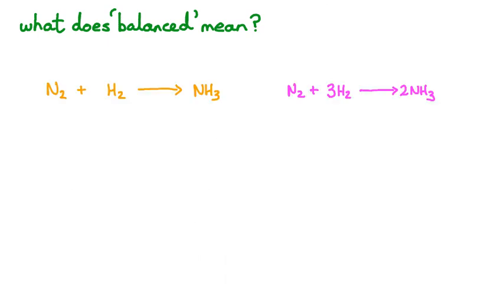Here we have two reaction equations. Both of these equations have N2 and H2 on the reactant side, and they have NH3, ammonia, on the right-hand side. The difference between these two reaction equations is that the one on the left is not balanced, while the one on the right is balanced.